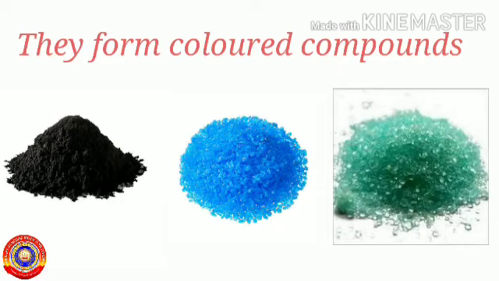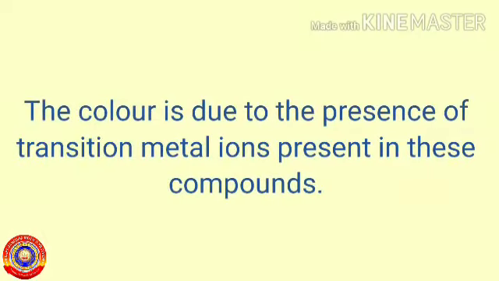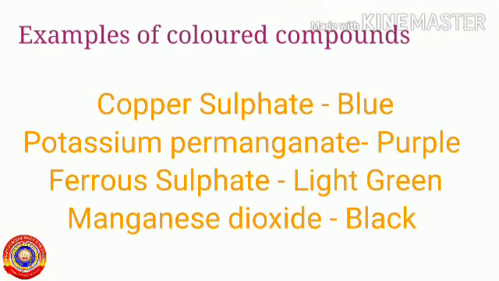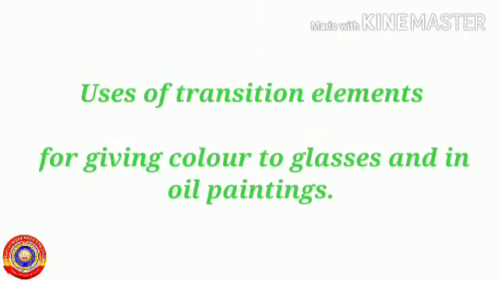The reason for the colored compound is due to the presence of transition metal ions in these compounds. Let us see some examples. Copper sulfate, blue; potassium permanganate, purple; ferrous sulfate, light green; and manganese dioxide, black. These colored compounds have some uses too. That is, the compounds of transition elements are used for giving color to glasses and in oil paintings.